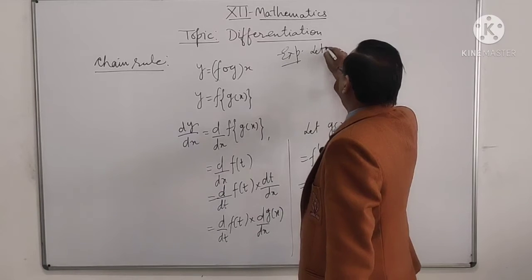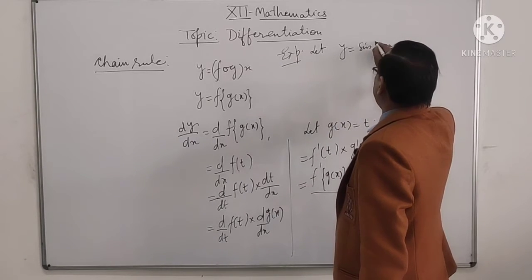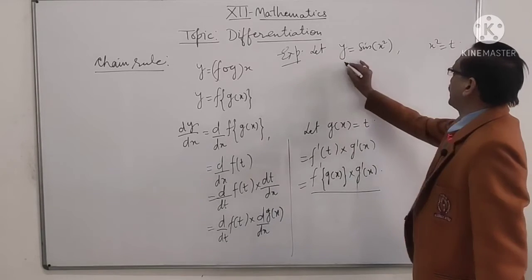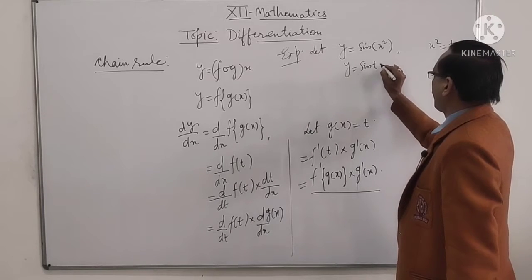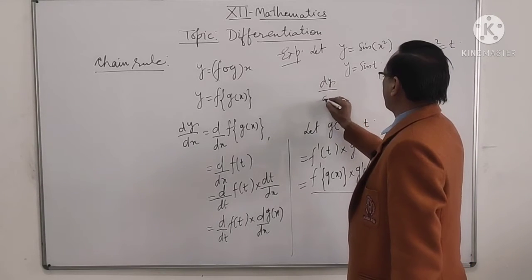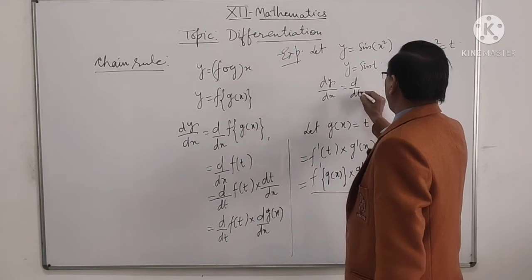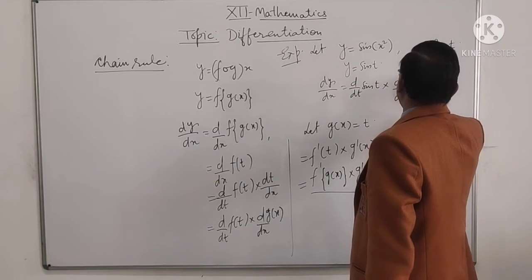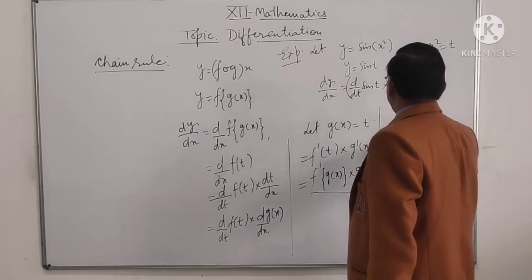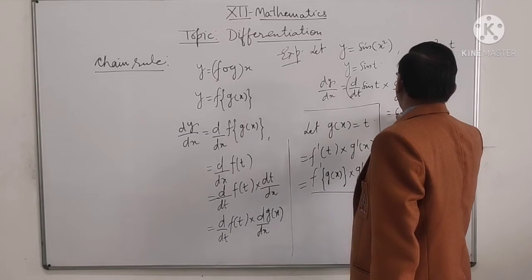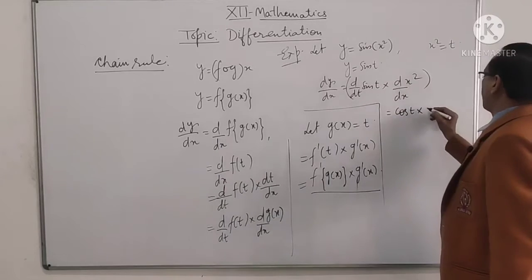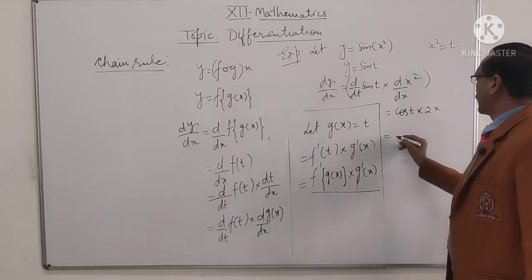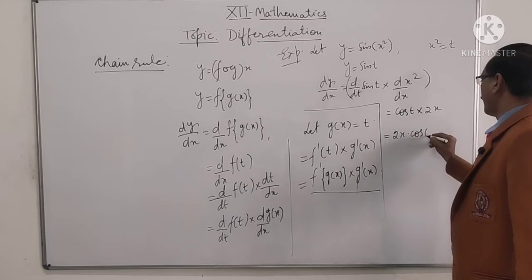Let y equal to sine x square. So we suppose x square as t. Then here y equals sine t. Then dy/dx equals d/dt of sine t into d/dx of t, which is x square. Then the derivative of sine t is cos t. Then the derivative of x square is 2x. Now we will put the value of t. So it is 2x into cos of x square.